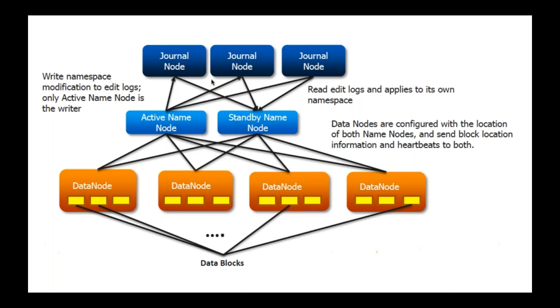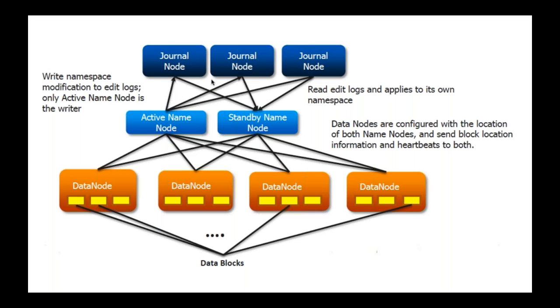High availability in the sense 24/7 guaranteed, 99% system uptime guaranteed. That is called high availability. Any questions over here? No, sir. Good. So this is the job of a journal node.